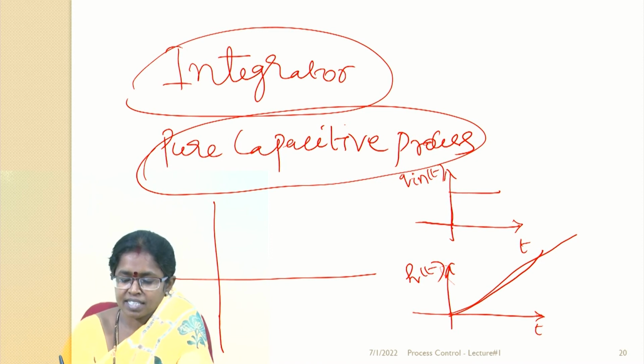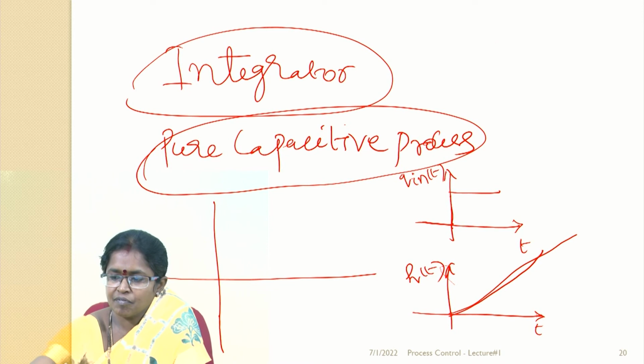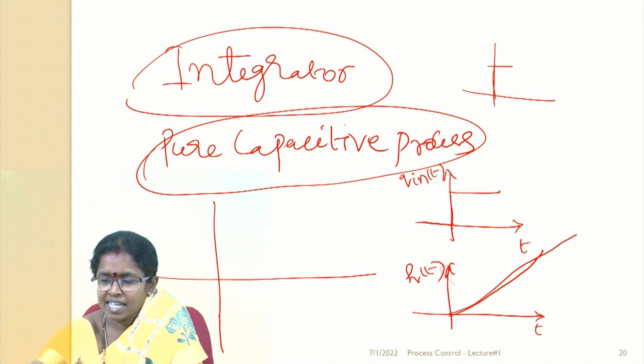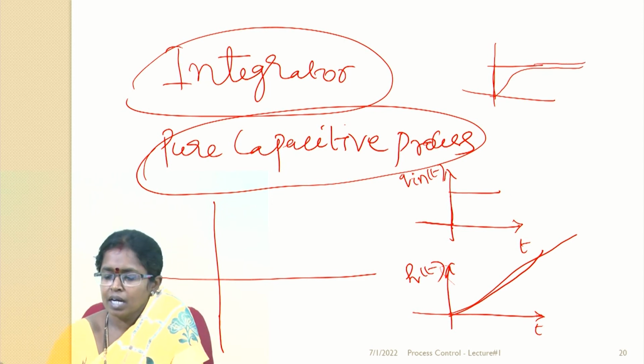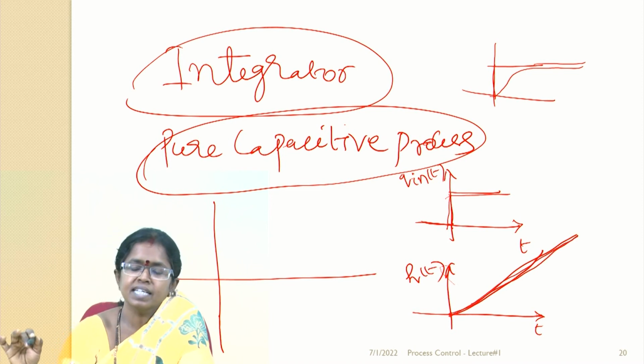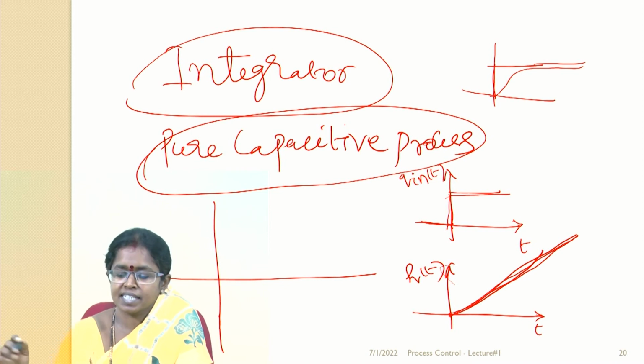Now when you draw the diagram for the self-regulating process as well as the non-self-regulating process, what about the self-regulating process? If you give a sustained change in input, the output will gradually increase and finally reach the final steady state value. But what happens in the case of non-self-regulating process? Even if you give a sustained change in the inlet flow rate, the level will keep on increasing and never reach the final steady state value.